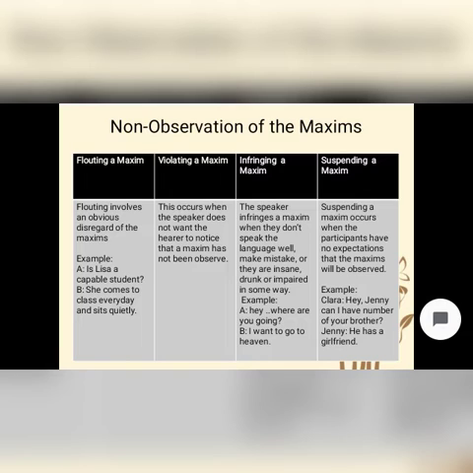Next, suspending a maxim. Suspending a maxim occurs when the participants have no expectations that the maxims will be observed. So the speaker does not cooperate, and the hearer does not expect him to. For example, Clara: "Hey Jenny, can I have the number of your brother?" Jenny answered: "He has a girlfriend." That is the explanation of the maxim. We will continue.